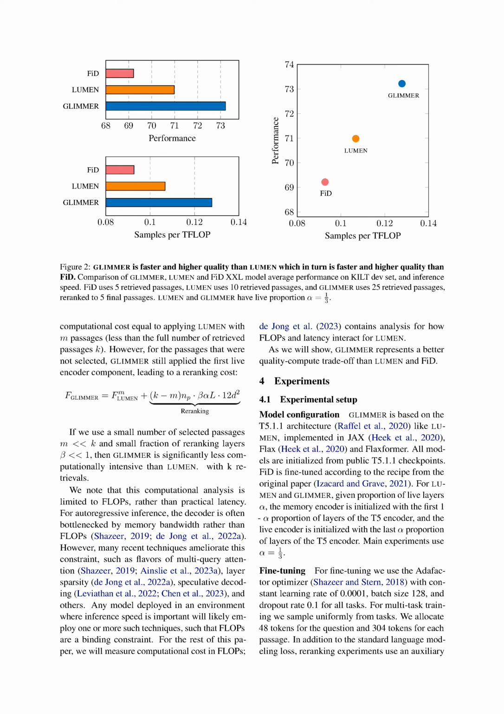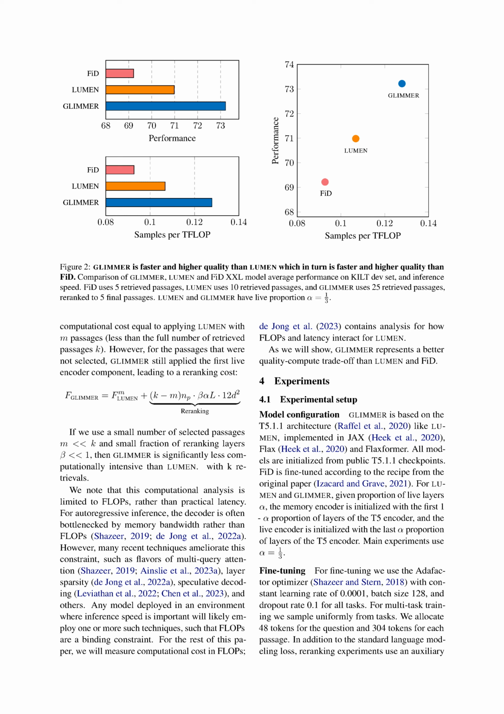However, here's where Glimmer has a bit of a twist. Even for those passages that weren't chosen for processing, Glimmer applies the first live encoder component. This additional step incurs a reranking cost. If we simplify the reranking cost equation, it involves factors such as the difference between the total number of retrieved passages, K, and the selected ones, M, the number of layers we choose for reranking, represented by the fraction beta, the passage length, represented by alpha L, and the square of the hidden dimension size, d squared, all multiplied by a constant factor 12. But here's the catch.